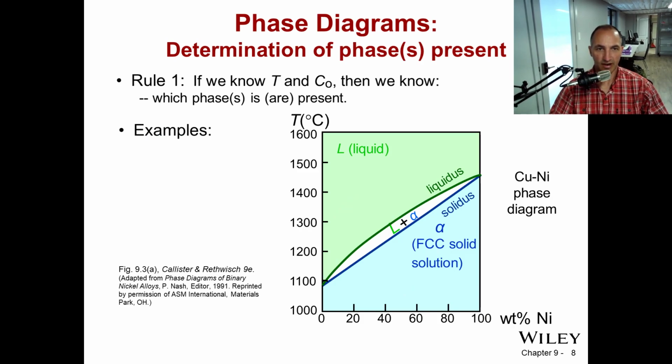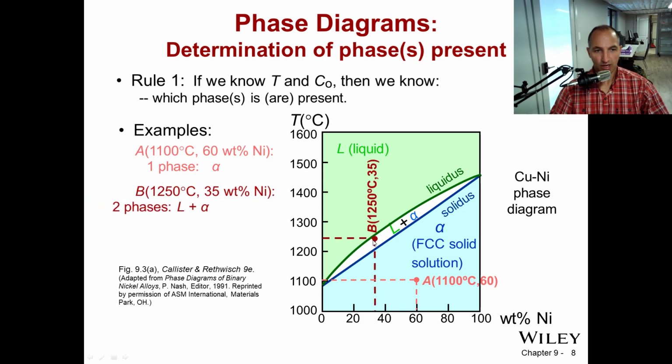Now on to the phase diagrams. We're going to determine the phases present. Okay, rule number one is if we know the temperature and we know the C0, which is the overall composition, then we know which phases are present. Now let's look at this as an example. At point A, which is at 1,100 degrees and at 60 weight percent nickel, that means it's 40% copper, by the way. So it's got 60 of nickel. At this point A, we have a single phase, which is alpha.